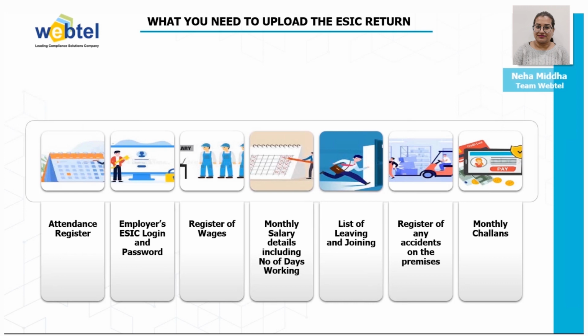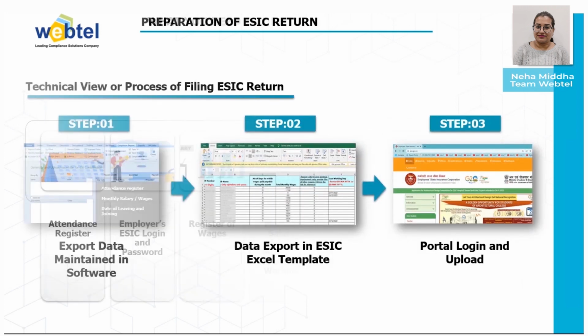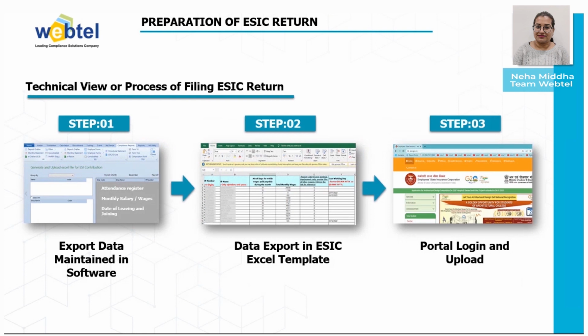Then if any accidents have occurred on the premises, those details can also be there. And if you are going to submit the ESIC returns, then monthly Challan details should also be there. Now after you have acquired all these details for the submission of the return, what you do next is export all these details into the ESIC Excel template. After the ESIC template has been created, all you need to do is go to the portal and submit the return.